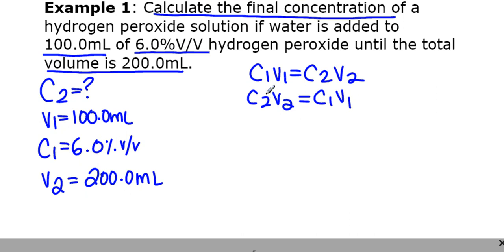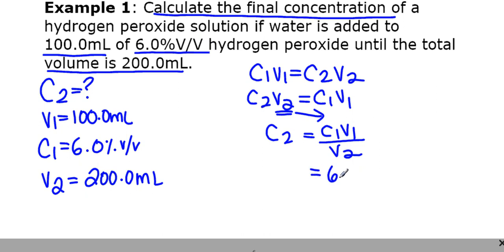Once you have that, then you want to isolate your unknown, which means I need to move my V2 to the other side. It's in the numerator. When I move it to the other side of the equal sign, it's going to go to the denominator. So there's my rearranged formula for dilution. And now all I have to do is plug in my numbers and solve.